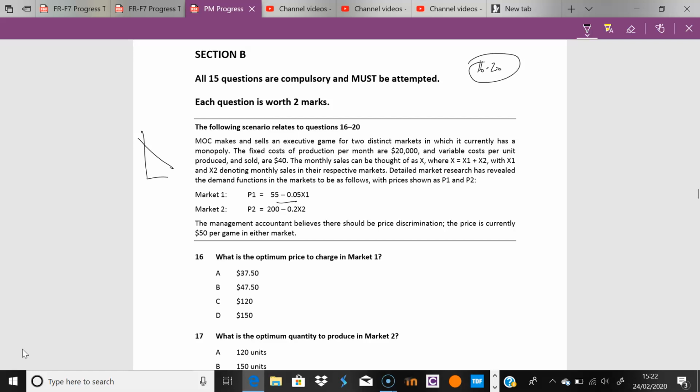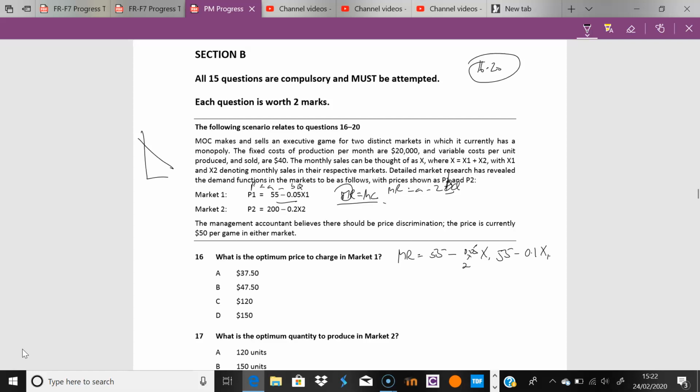So we know that's the case. And really the optimal point is where marginal revenue is equal to marginal cost. Now you are given this in the exam: if you have P equals A minus BQ, the marginal revenue is A minus 2BQ. So we don't need to prove it, we just need to accept it. Therefore my marginal revenue is equal to 55 minus 0.05 times 2 x1, which is 55 minus 0.1 x1.